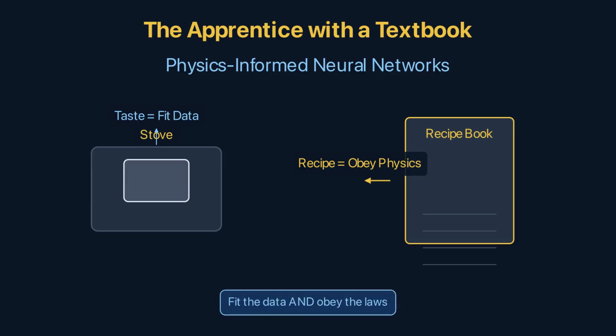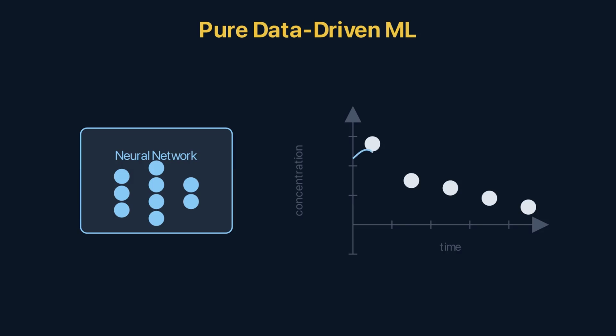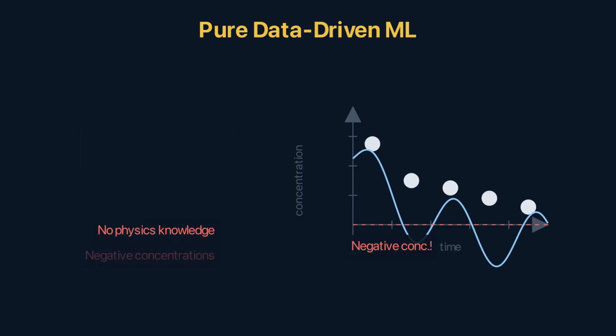The loss function is the sum of tasting and reading. A pure data-driven neural network has no knowledge of physics. Train it on drug concentration data, and it might predict negative concentrations at some time points, physically impossible. Give it sparse data, 5 measurements over a month, and it hallucinates wild oscillations between the data points. It needs enormous amounts of data to learn what a first-year pharmacology student knows.